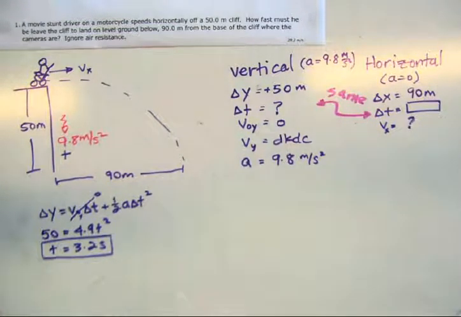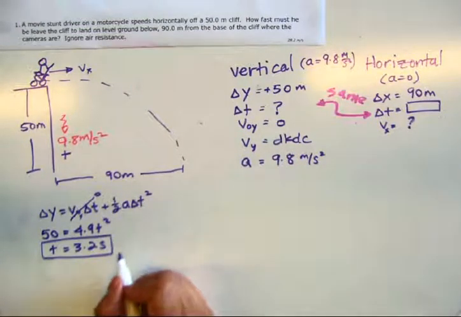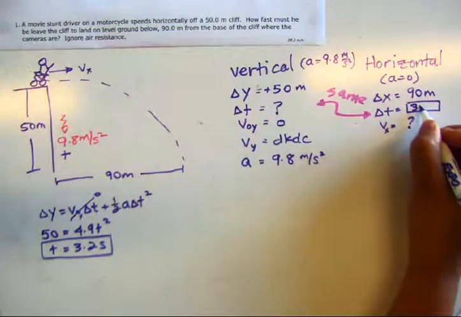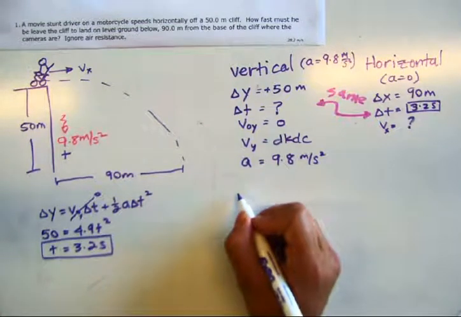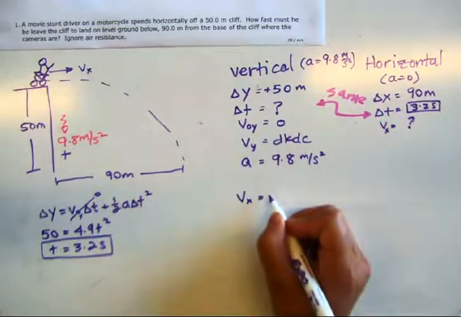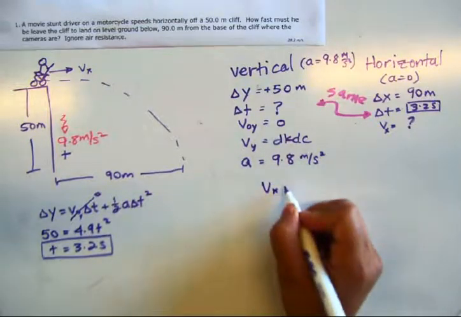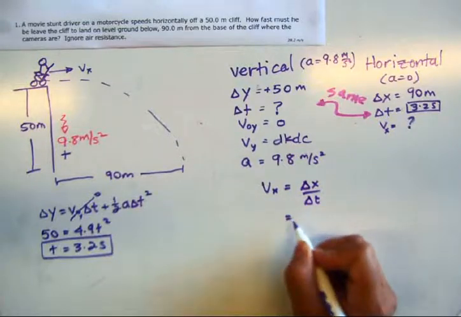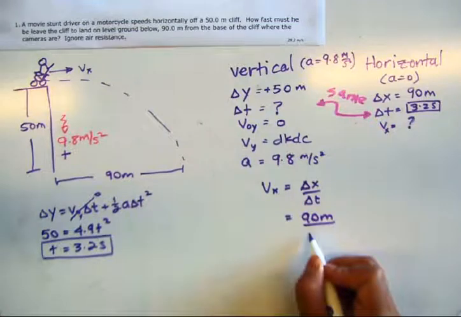Yeah, you can do that, and you probably should carry more digits here. All right, then we're going to take that number, 3.2 seconds, and put it in here. And now this equation becomes, let me just write it out, Vx equals delta x over delta t, which equals 90 over 3.2.